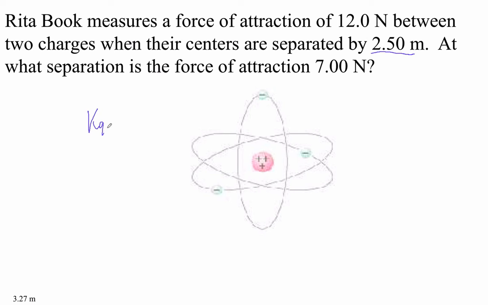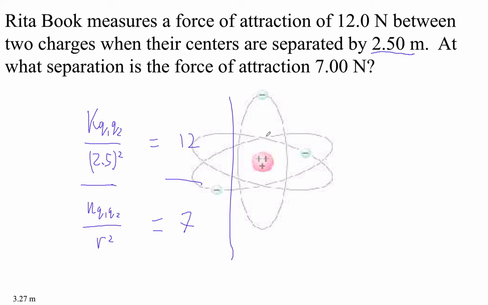Situation 1: k Q1 Q2 over how far is it? It's 2.5 squared, that equals 12, right? And then k Q1 Q2 over, we'll call it R squared, we're trying to solve for the R, is equal to 7, right? And now I can set this up. This becomes, what is it? It's R squared over 2.5 squared equals 12 over 7. Is that right? Yeah, I guess so, right?